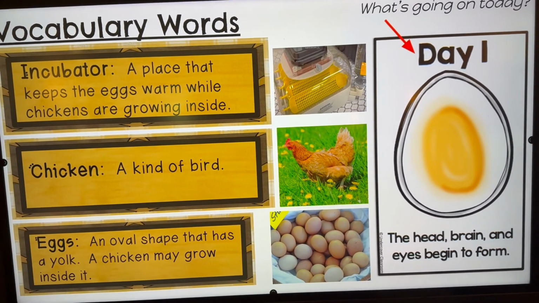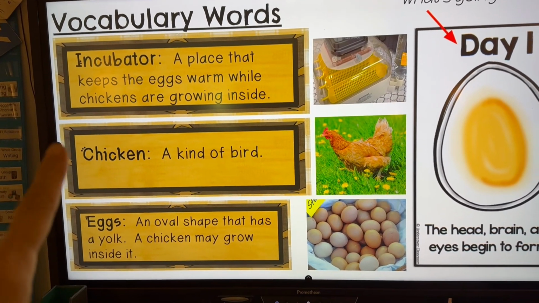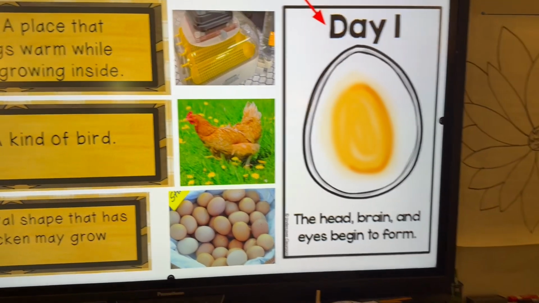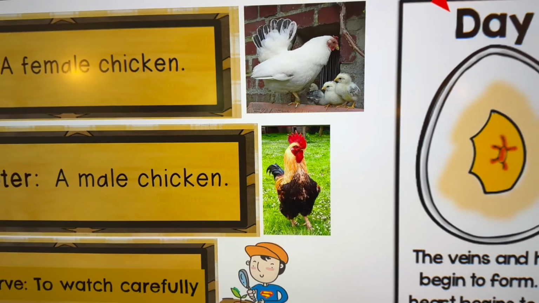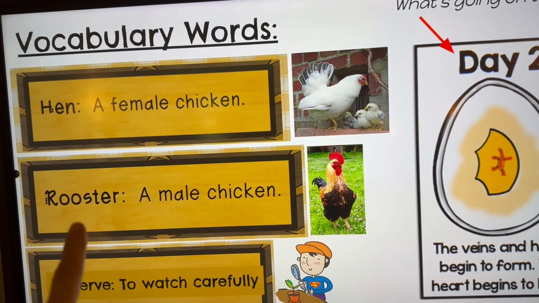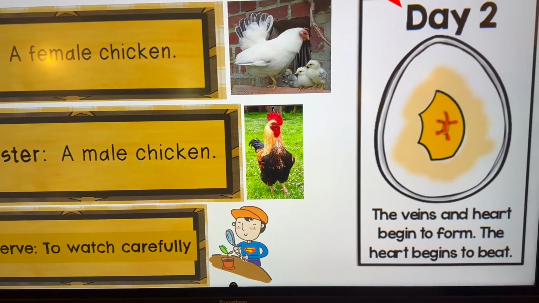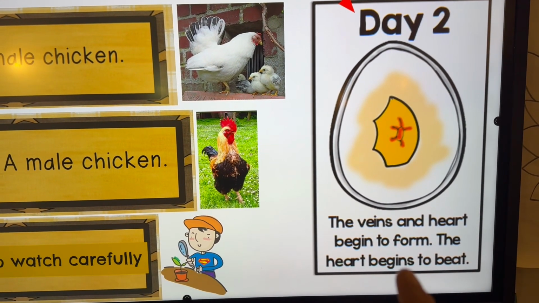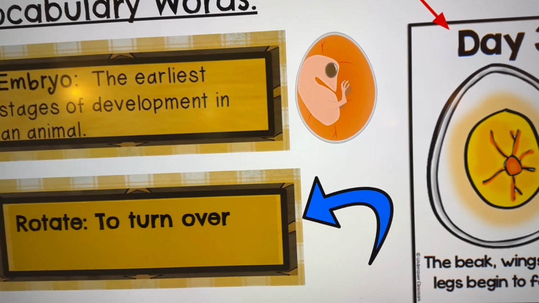So on day 1, we learned 3 vocabulary words: incubator, chicken, eggs. We learned that on day 1, the head, brain, and eyes began to form. On day 2, we learned the difference between a hen and a rooster. We learned our first verb, to observe, which means to watch carefully. And then on day 2, we learned that the veins and heart begin to form and the heart begins to beat. We're having some very creative writing about these things each day.